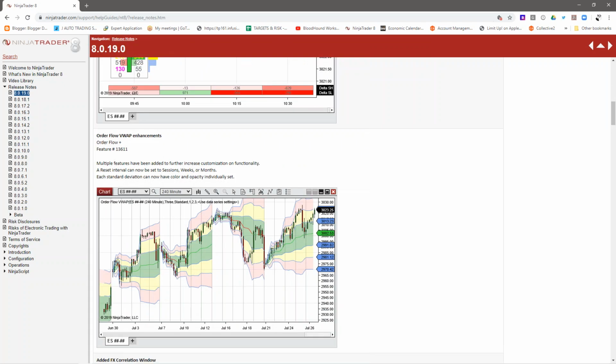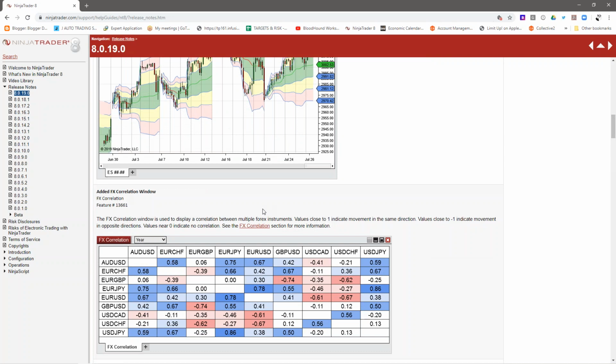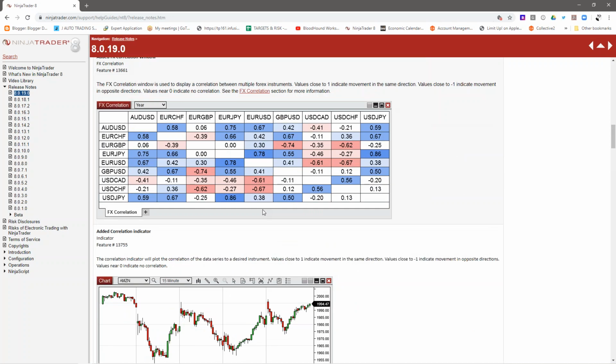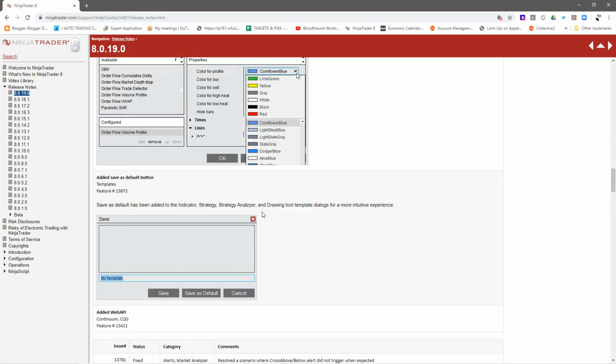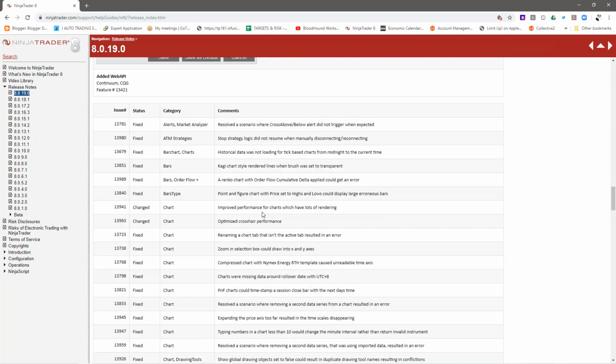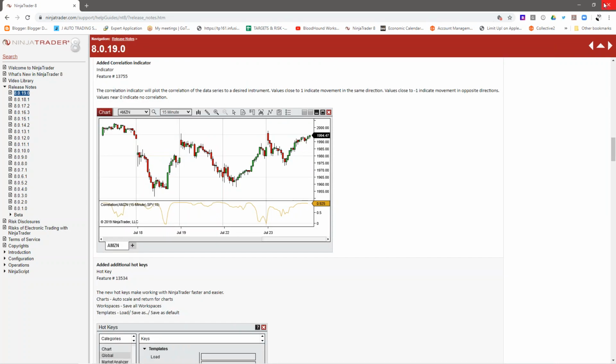Also, VWAP enhancements, you might want to read about that. There's also color coding and access to plots between the various standard deviations away from the main VWAP level that you might find good. Also, FX correlations is new, a new indicator for your FX traders. Check out both new platform updates.